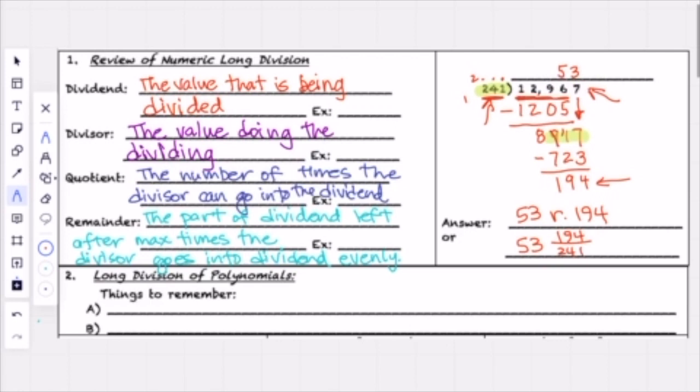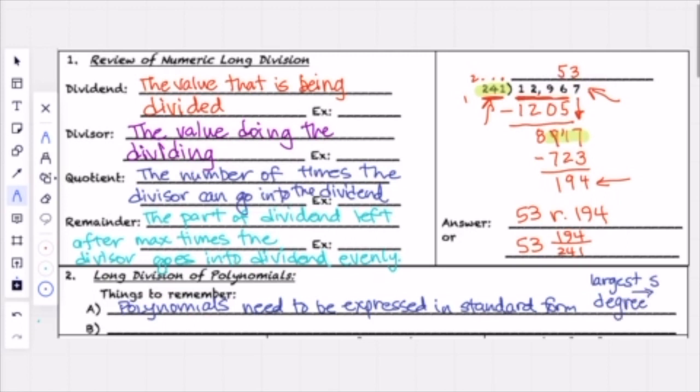Okay, so a couple of things as we translate this process into long division of polynomials, we are going to remember a couple of things. One of the things that we need to remember is our polynomials need to be expressed in standard form, which means we're going to start with the largest degree, and we're going to put the degrees in order from largest to smallest, from left to right.